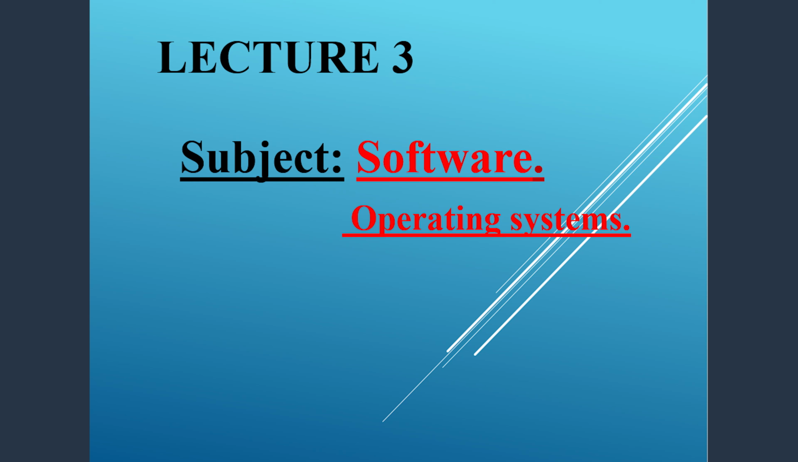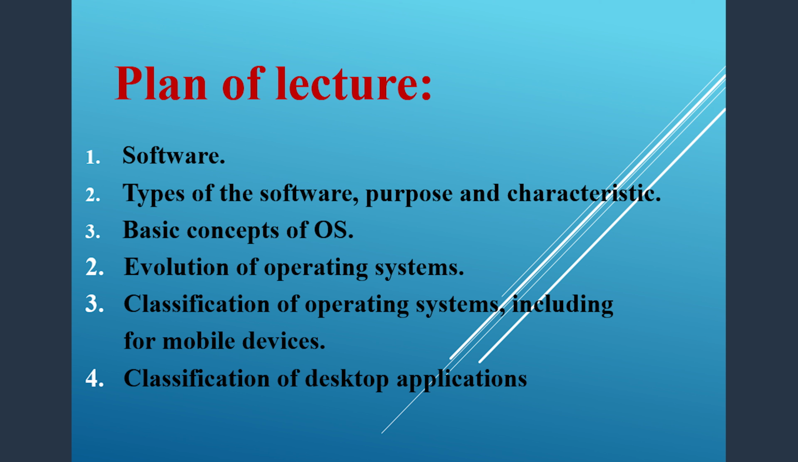Today we are going to talk about lecture 3. The theme is software and the operating systems. This is the most interesting and important theme ever. First, the plan of the lecture: software, types of software, purpose and characteristics, basic components of the operating system (OS), evolution of the operating system, classification of operating systems, including for mobile devices, and classification of desktop applications. Okay, let's talk about this.